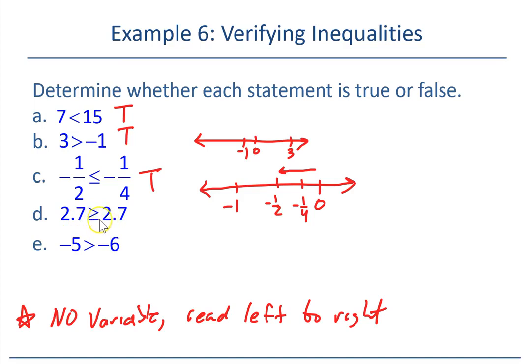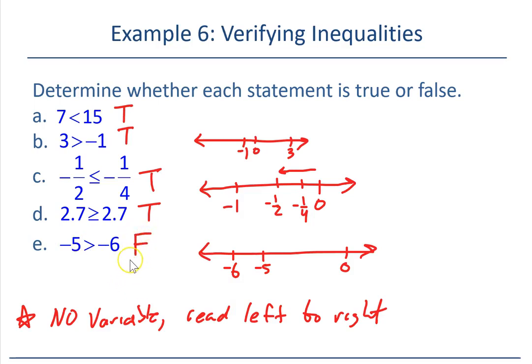Well, 2.7 is not greater than 2.7, but it is equal to 2.7, so that would also be true. And then we have negative 5 is greater than negative 6. Okay, well, once again, let's look at our number line here, and we have 0 here, and let's go ahead and put our negative 5 and negative 6. Well, notice the negative 6 is further away from 0 going in the negative direction, so that means it's less. And this is saying that the negative 5 is larger, so that would actually be false.